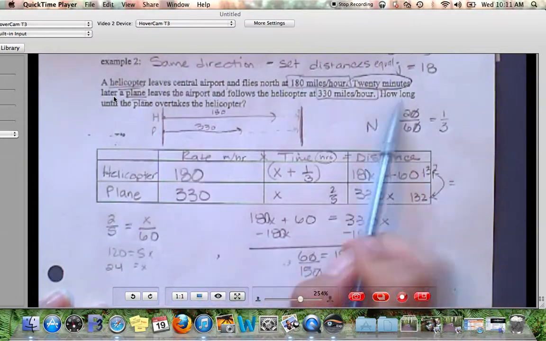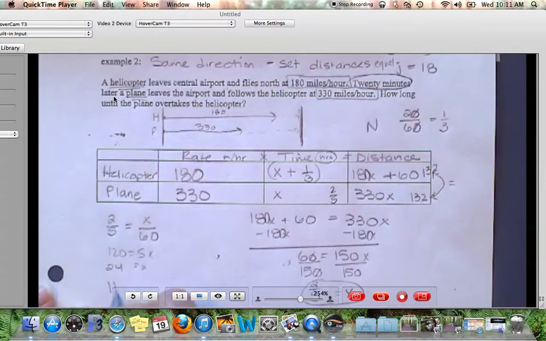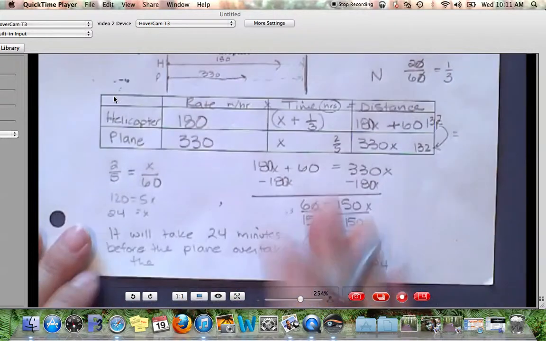The question is, how long until the plane overtakes the helicopter? It will take 24 minutes before the plane overtakes the helicopter.